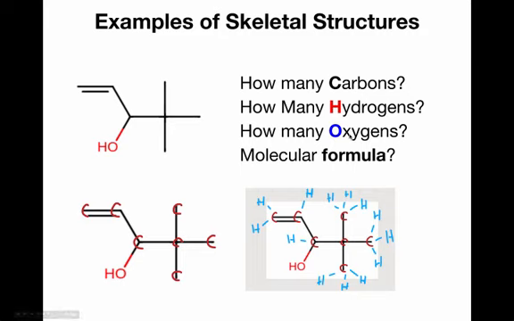How many oxygens? Well, that's relatively easy. They have to be drawn out. So there's only one oxygen. So the formula for this particular molecule, the simple molecular formula, is C7H14O. And that's basically it for skeletal structures. You're going to see a lot in the rest of this unit, but that's our introduction.